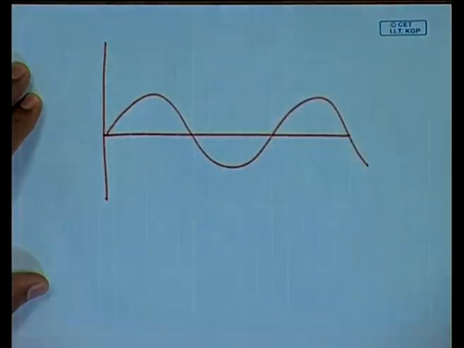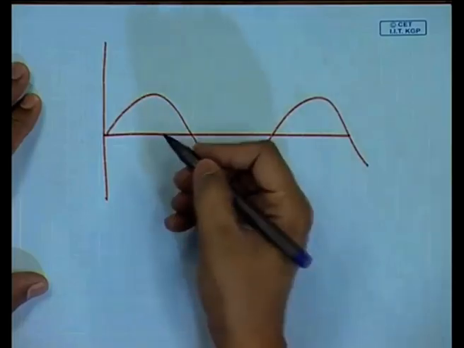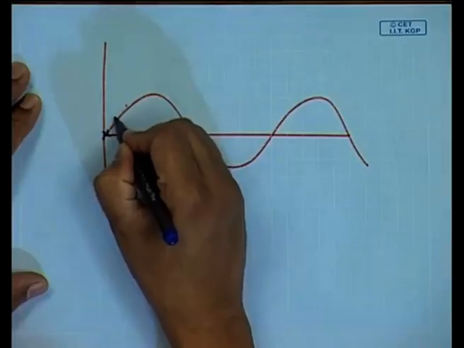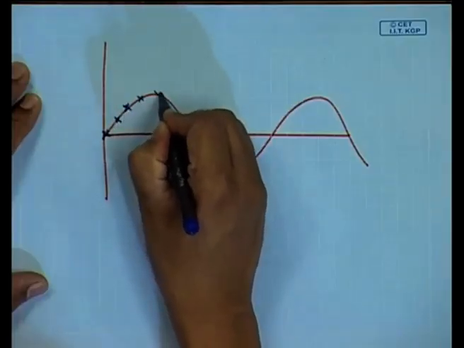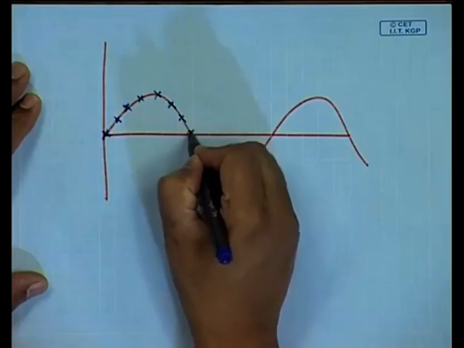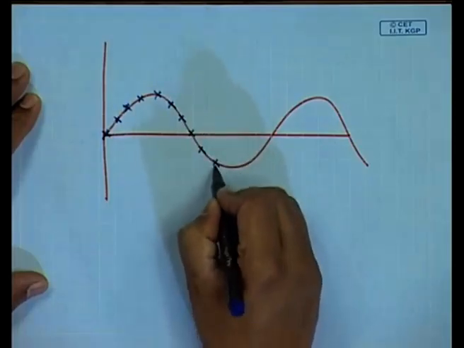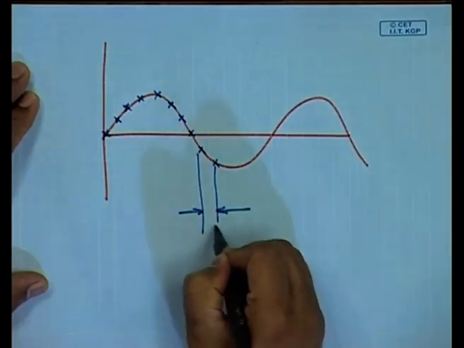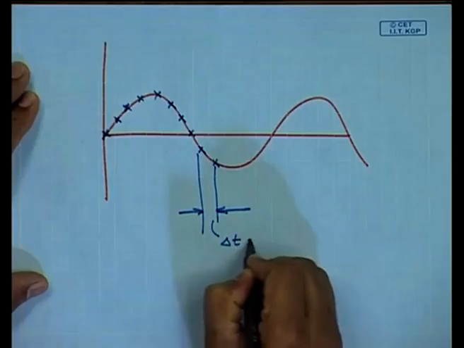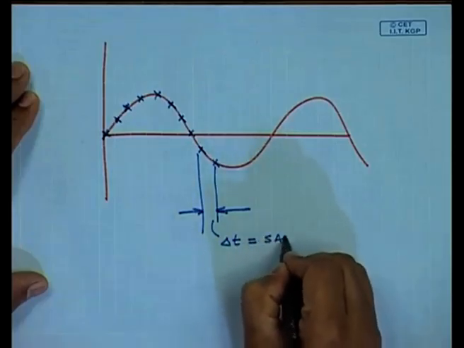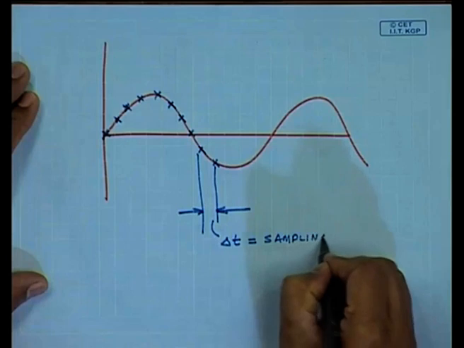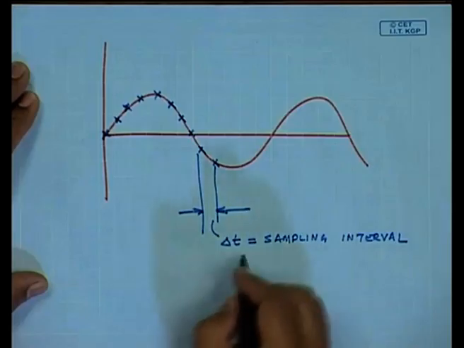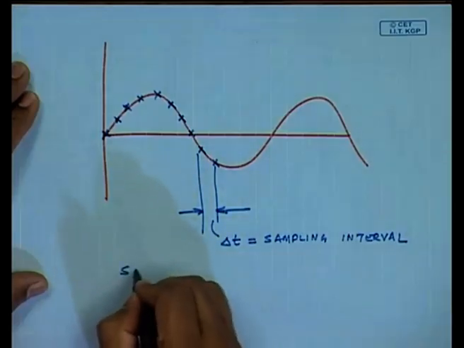Suppose I take my signal and then I sample it once here, once here, and so on, where this interval is fixed, and this is denoted by delta t, and this is known as the sampling interval. Inverse of the sampling interval is known as the sampling frequency.